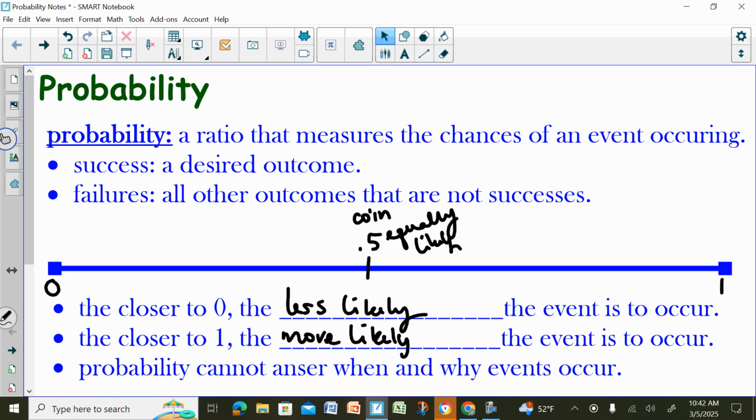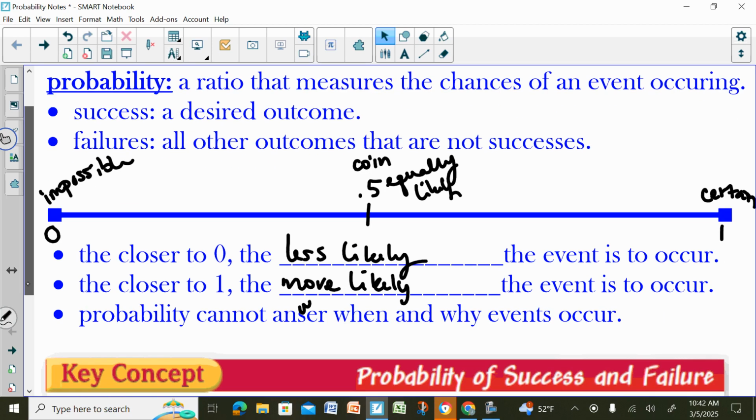0 is impossible. This can't occur. And a probability of 1 is like 100%. This is certain. This is definitely going to happen. And not too many things in life are certain or impossible, but then all the way on the scale in between. Probability cannot answer when and why events occur, just the probability that they would.